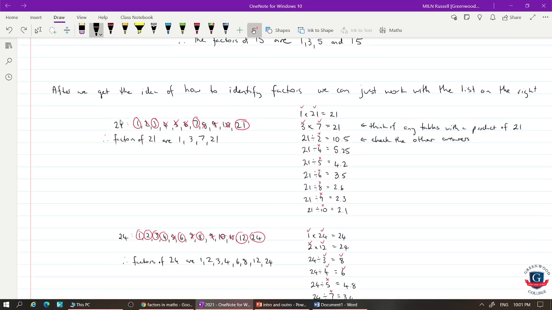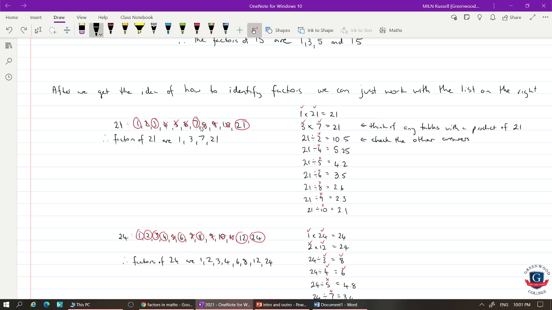So here we have 21. So half of 21 is 10.5. So I've written 1, 2, 3, 4, 5, 6, 7, 8, 9, 10 down, and 21 itself. And then I've gone through on my calculator to try and work out which ones are factors and which ones aren't. So 1 times 21 is 21, so 1 and 21 are factors. 3 times 7 is 21, I know that from my tables, so I can circle 3 and 7.